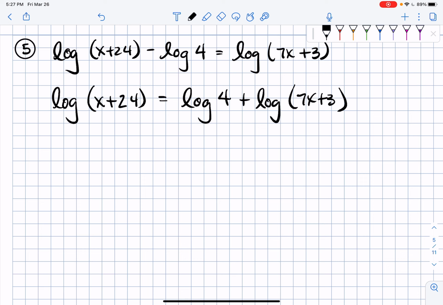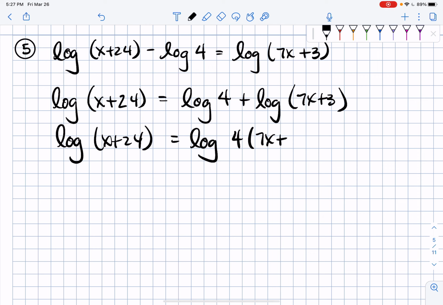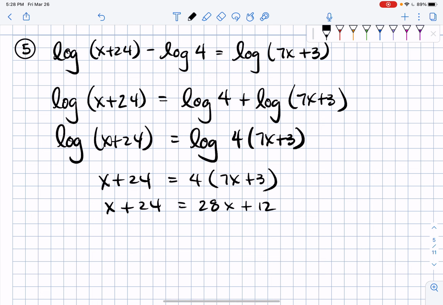It's also telling me it's multiplying. So I'm going to have a log of x plus 24 is equal to log of 4 times 7x plus 3. And since they're both log of base 10, they're both common logs, that means that the x plus 24 and the 4 times 7x plus 3 must be the same. So I got x plus 24 is equal to 4 times 7x plus 3. All right, so I got x plus 24 is equal to 28x plus 12.